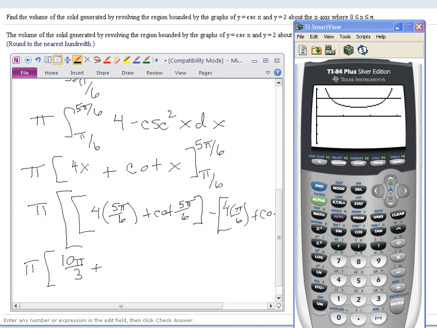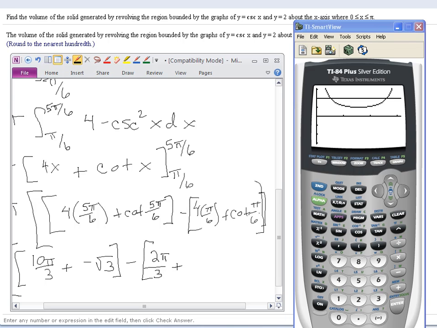Cotangent is cosine over sine. The cosine of 5 pi over 6 is negative square root of 3 over 2 over 1/2. So that's going to be negative square root of 3. And then, remember the pi's times all that. Then minus, okay, this is just going to be 2 pi over 3 plus the cotangent of pi over 6, which is the cosine over the sine. And again, it'll simplify to the square root of 3 because it'll be positive, because pi over 6 is in the first quadrant.